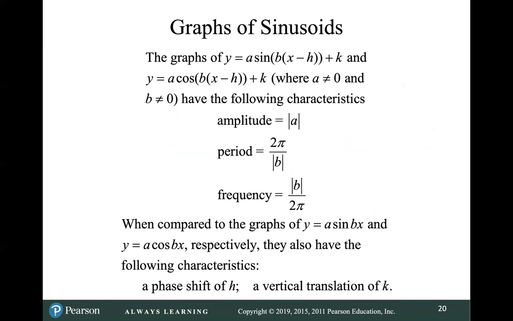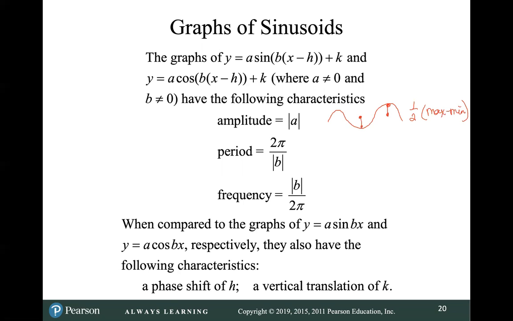Okay, so summary, graphs of a sinusoid can be written with a parent function of sine or cosine, because cosine can also be written as sine. It has an amplitude, absolute value of a. Amplitude is the distance from minimum or maximum to the midline. So that's half of the distance from max to min.